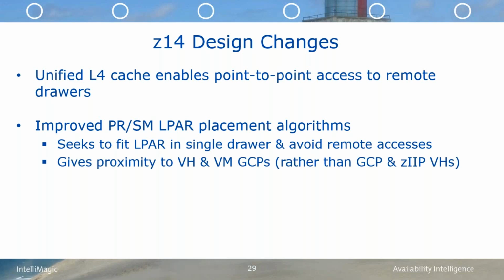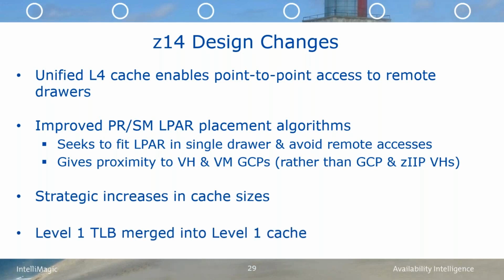Another PRISM algorithm change now prioritizes placing GCPs, vertical highs and vertical mediums, in close proximity on the same chip or cluster, in contrast to the Z13, which prioritized co-locating vertical highs for both GCPs and zIIPs. Z14 also includes strategic increases to selected cache sizes, and finally, the level 1 translation look-aside buffer was merged into level 1 cache, eliminating level 1 TLB misses.